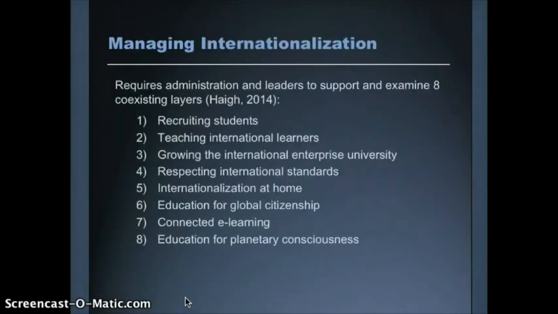Managing internationalization. This requires the administration and leaders to support and examine 8 coexisting layers. 1. Recruiting students. 2. Teaching international learners. 3. Growing the international enterprise university. 4. Respecting international standards. 5. Internationalization at home. 6. Education for global citizenship. 7. Connected e-learning. And 8. Education for planetary consciousness. All of these, working together in concert, produce what one might consider an internationalization of higher education and educational systems in general.